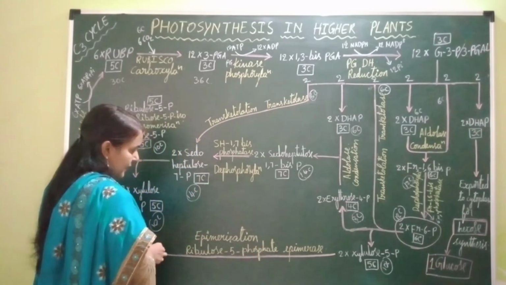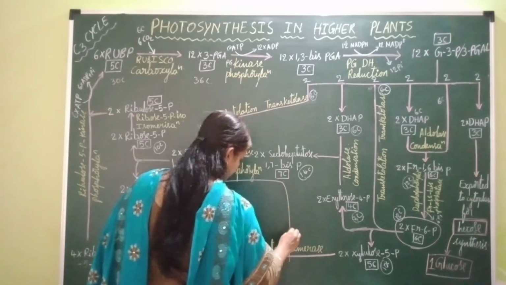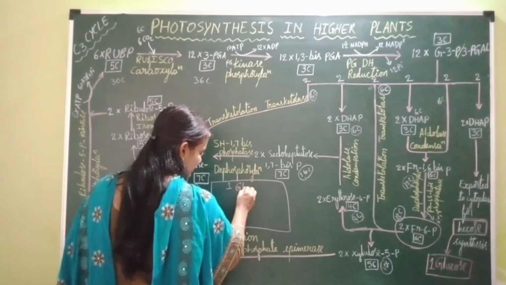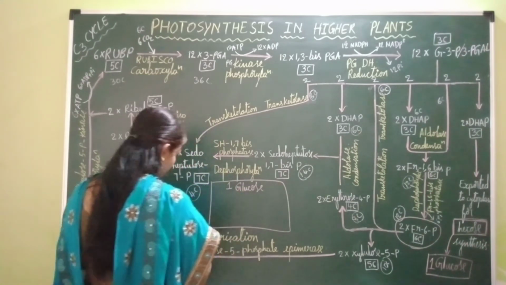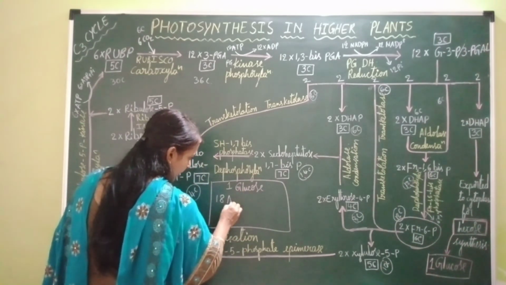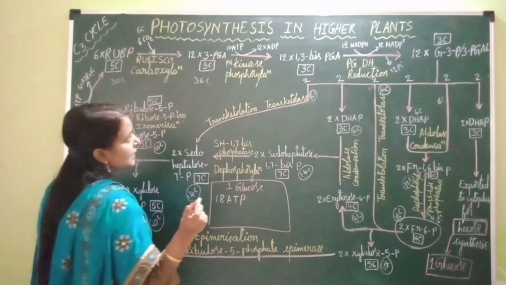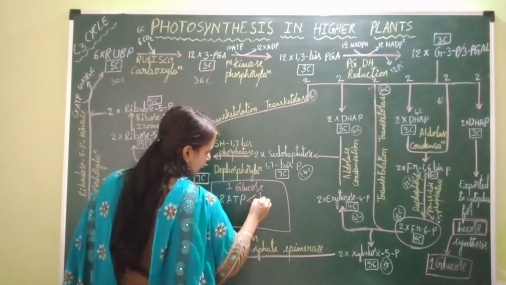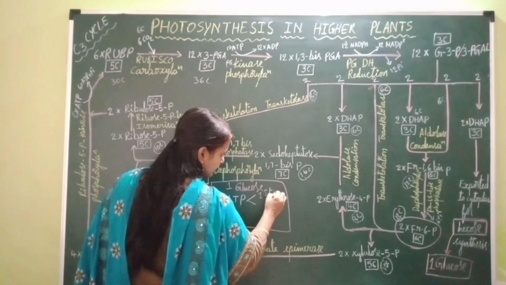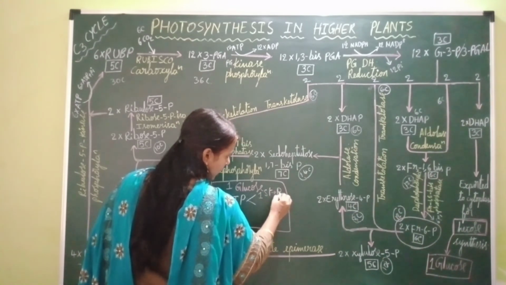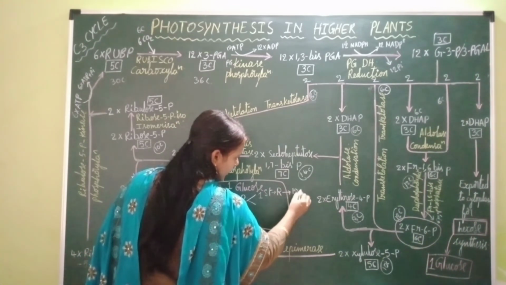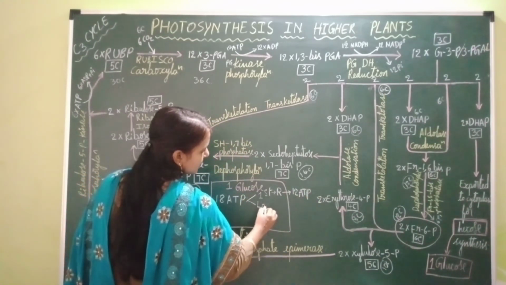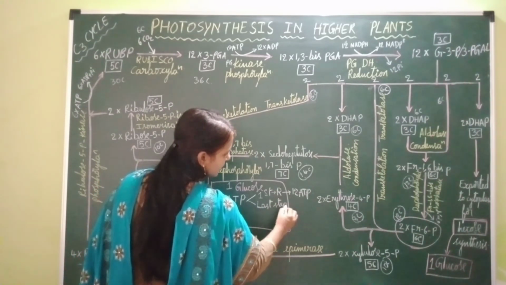Okay, now let's talk about energy. How much energy is utilized for the synthesis of 1 molecule of glucose? For the synthesis of one molecule of glucose through this Calvin cycle, how many ATP are utilized? 18 ATP are utilized. Among these 18 ATPs, 12 ATPs are utilized in the first step of reduction. Whereas in the last step of regeneration, how many ATPs are utilized?